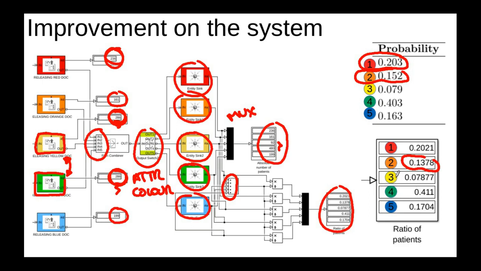Then on number 3, more or less the same, as you can see. It's nearly perfect. Finally, on number 4, here we have 41% of patients. And finally, on 5, 17%, which is close to 16.